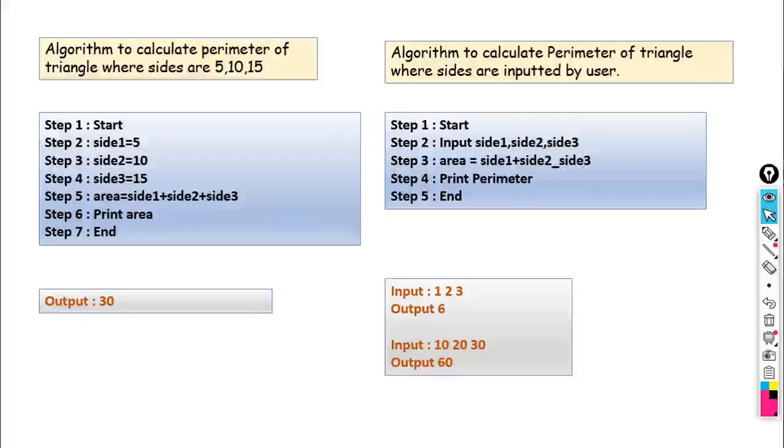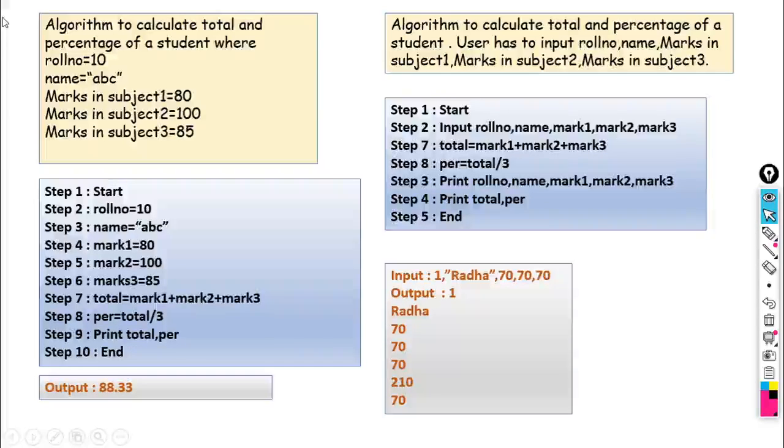So another example here. Here we used numerical values as well as string values. Okay, what is the question here? Algorithm to calculate total and percentage of a student where some values are given here. These values are associated with some variable names, some information of the student.